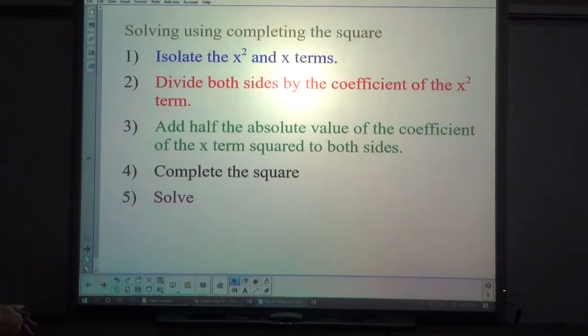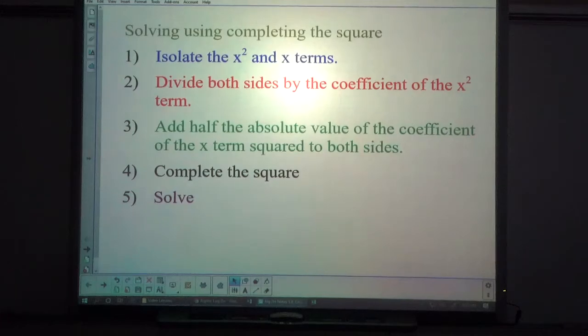So step one, and you'll want to write these down, and then I'm going to do it as an example. Much easier when you're doing the example than from the words. Isolate the x squared and x terms by themselves on one side of the equal sign. Step two, divide both sides by the coefficient of the x squared term. So everything on both sides gets divided by whatever the coefficient of the x squared term is, because we want the x squared term to have a positive 1 coefficient.